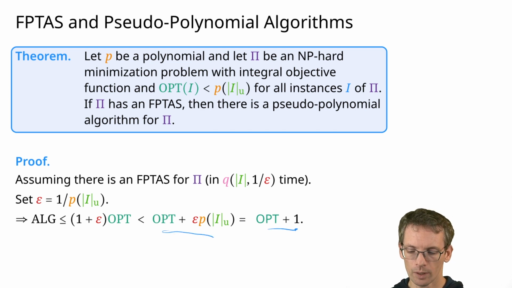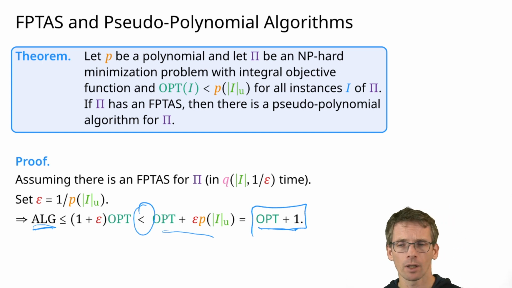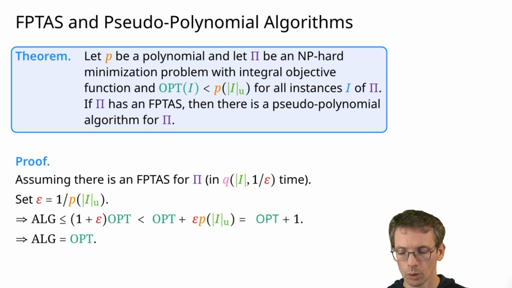But what we say here is that our algorithm gives me a solution which is actually smaller than opt plus 1. So the only option that it can have if it's smaller than opt plus 1 is that the algorithm gives me a solution that is actually the optimum. Yeah, so we can compute the optimum in pseudo-polynomial time.